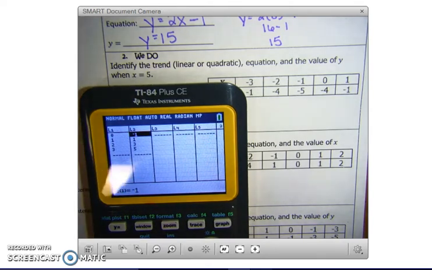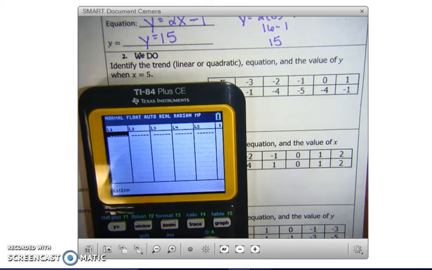Here's where I need you to really make sure you're paying attention. When you go to clear your table, you scroll up to where it says L2 and you hit clear. Do not hit delete. Delete will get rid of the whole list, and we don't want the whole list to disappear. We just want what we put in there to disappear.